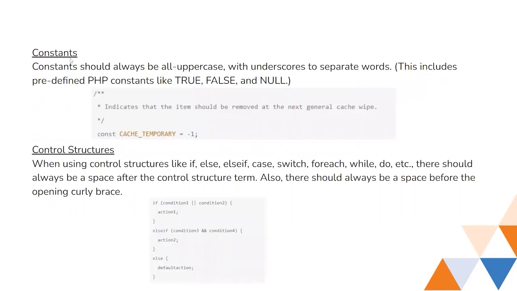Then constants. Any constants, whenever we use, should be in capital letters, uppercase. Then if there are two words, they should be separated by an underscore.